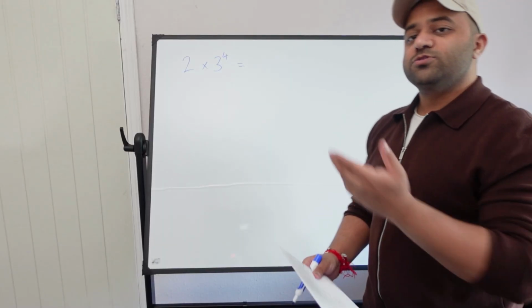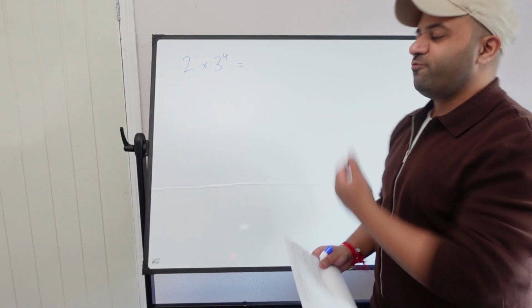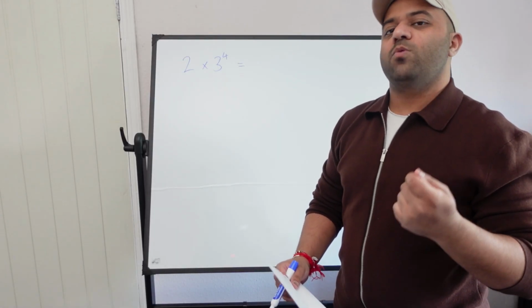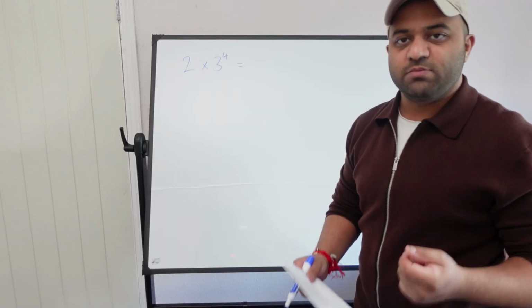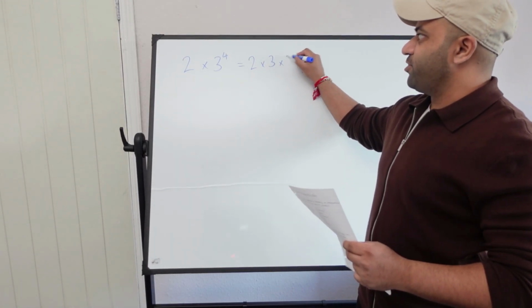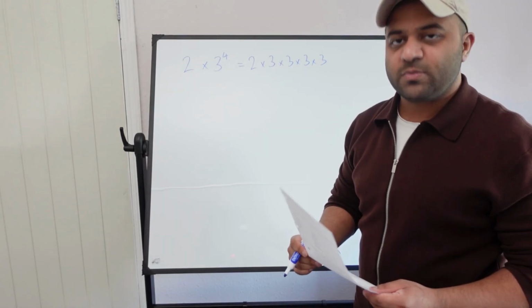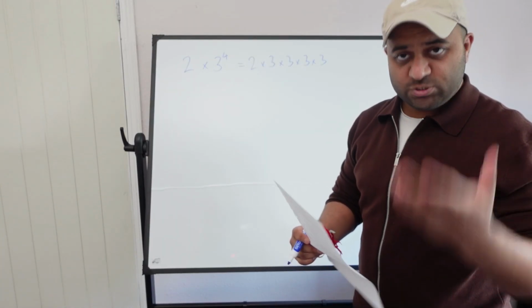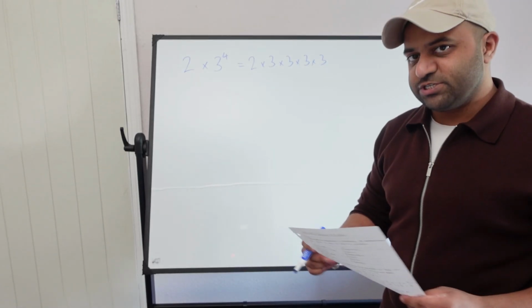Now, moving on to this example, we have indices involved. We have 3 to the power of 4. If we remember what the index means, this means 3 multiplied by itself 4 times in a row. So writing in full, we have 2 multiplied by 3, multiplied by 3, multiplied by 3, multiplied by 3. If we were to work out this result, we would have the final result of 162.